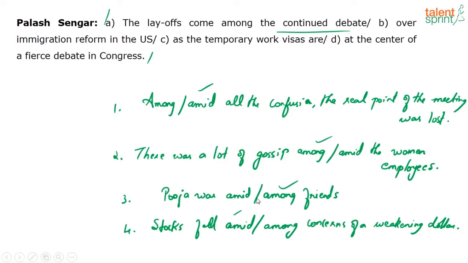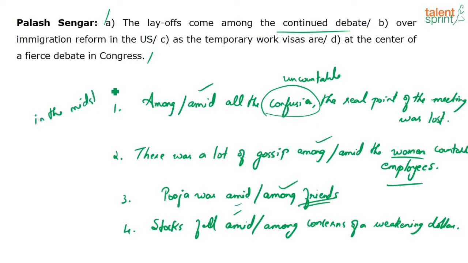Now let's look at it. I've taken Surya's responses. If you notice, amid all the confusion: is it countable or uncountable? Uncountable. There was a lot of gossip among women employees. Can you count these guys? Yes, countable. Pooja was among friends. Can you count the friends? Yes. You can also say Pooja was in the midst of friends, which is the same. See, among and amid can give you the same meaning, in the midst of. I can either say among friends or amid friends, but I will go with among because friends are countable. Stocks fell amid concerns. Can you count concerns? Uncountable.